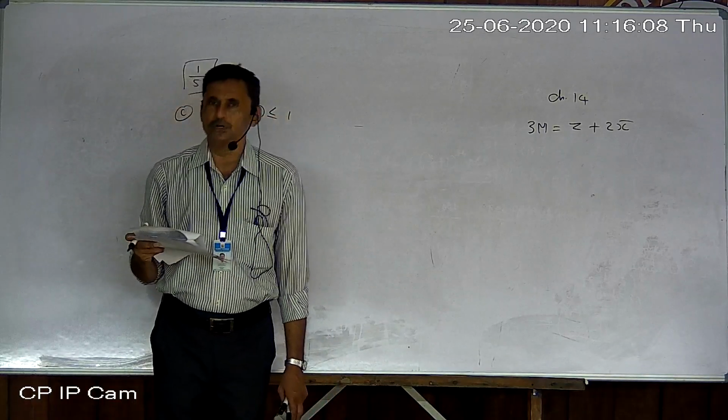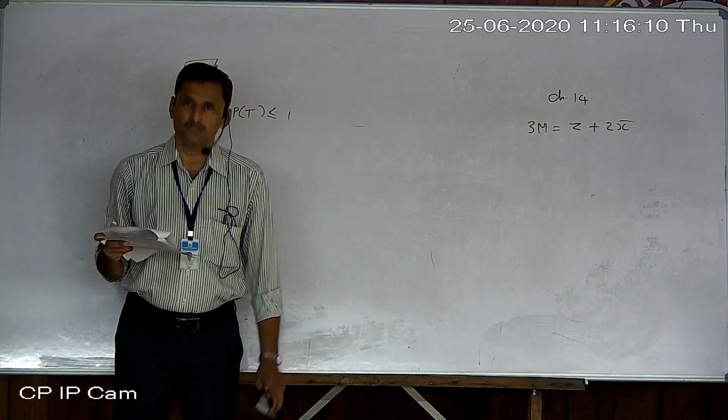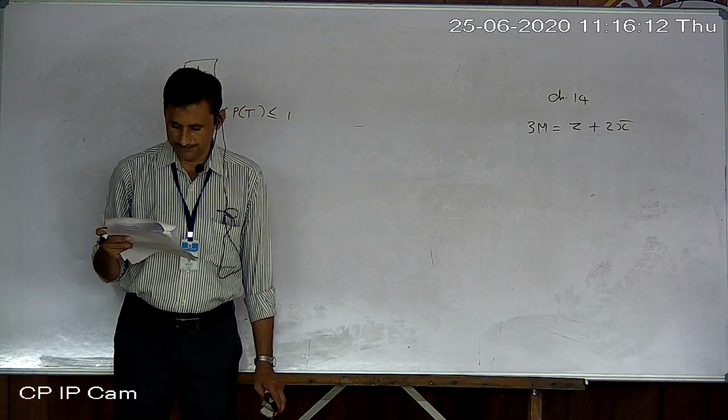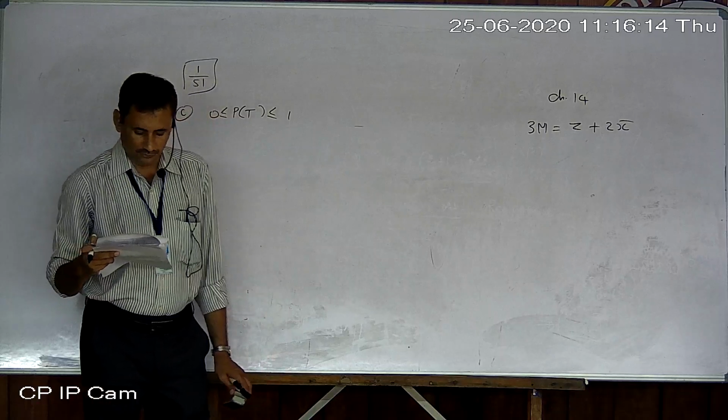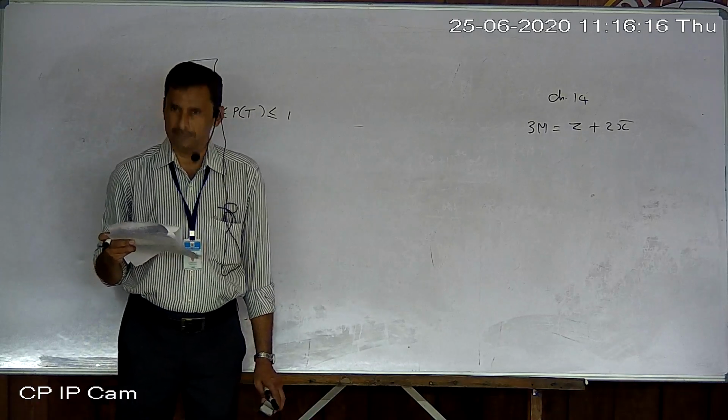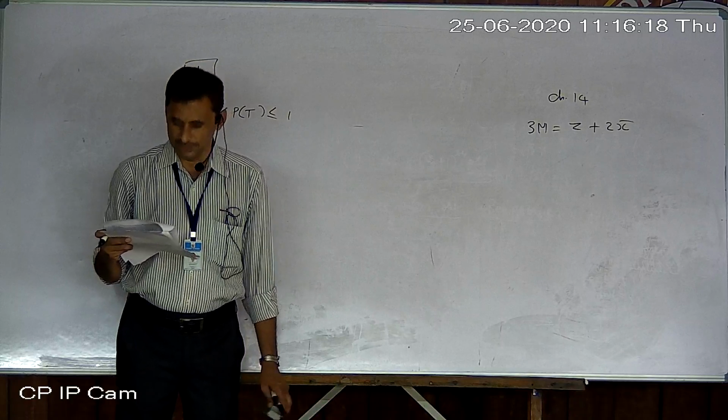Then P of A bar is 0.2. Why? Subtract from 1. In 7 also, subtract from 1. So 1 minus 3 by 5 is 2 by 5. We already solved so many sums of this type.